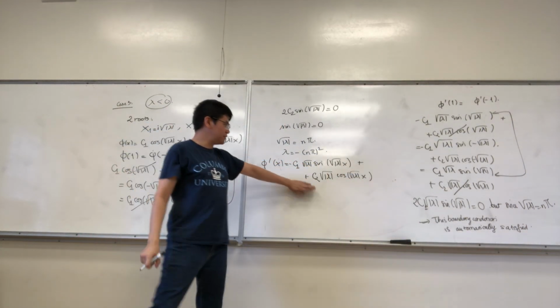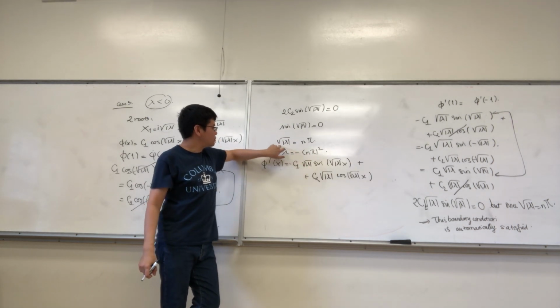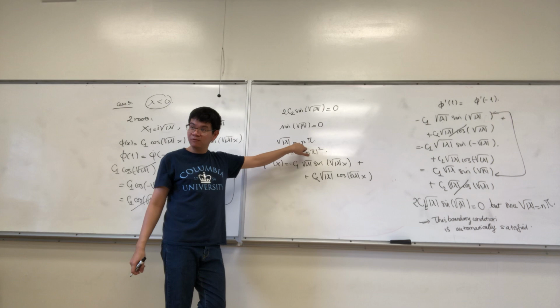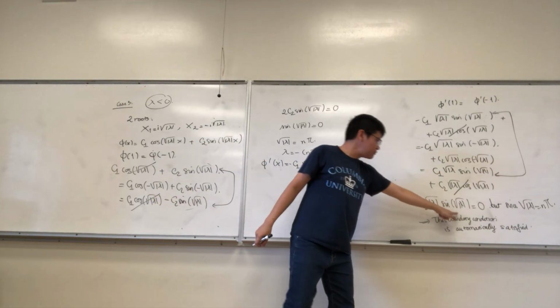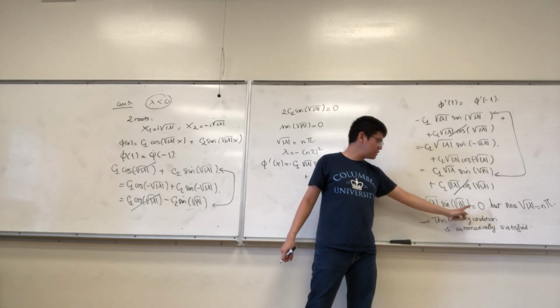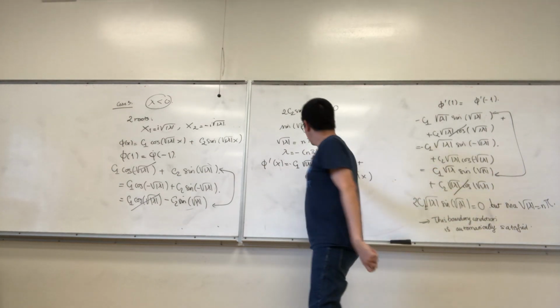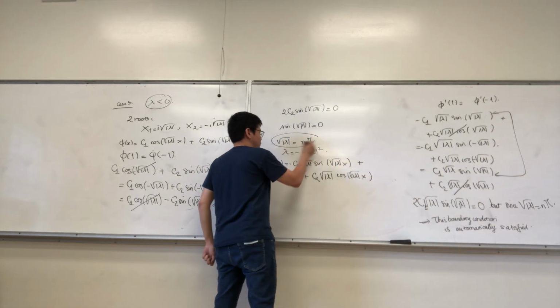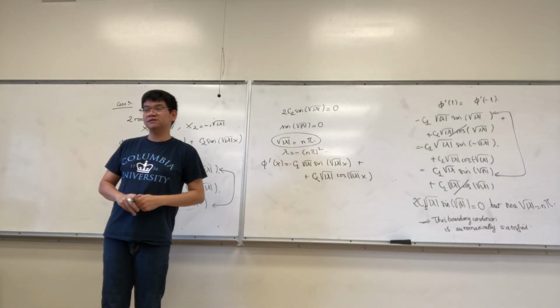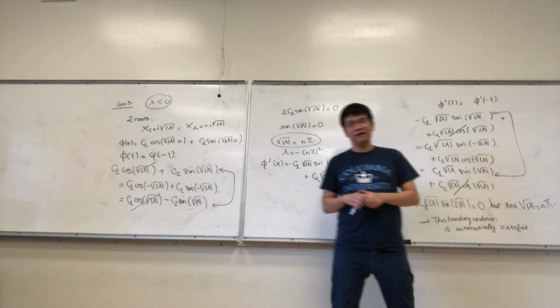So from the first boundary condition, I found that square root of lambda has to be n pi. But from the second boundary condition, I get C1 square root of lambda sine of square root of lambda is 0. Of course, this is satisfied with the value that we found in the previous step. So this boundary condition is satisfied.